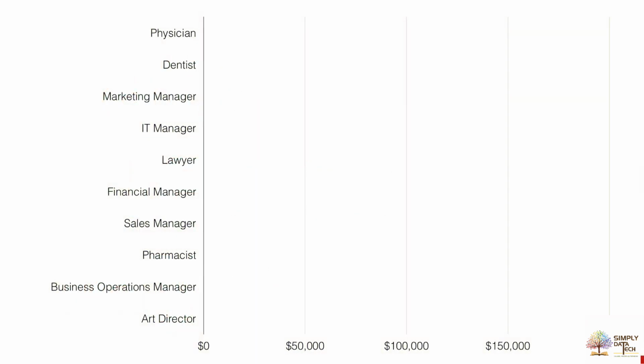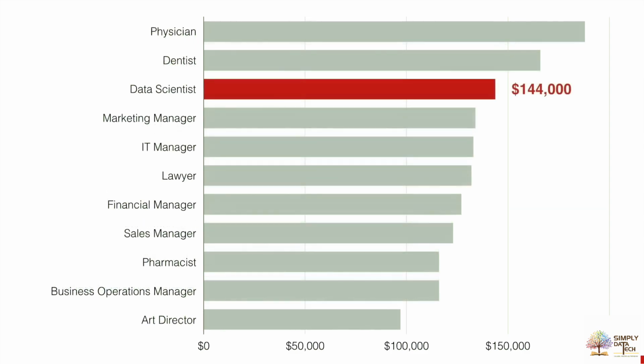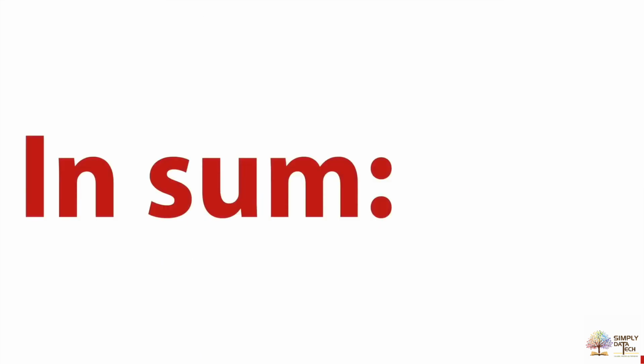So for instance, here's a list of the top 10 highest paying salaries that I got from US News. We have physicians or doctors, dentists, and lawyers, and so on. Now, if we add data scientists to this list using data from O'Reilly.com, we have to push things around the side, and it goes in third with an average total salary, not the base that we had in the other one, but the total compensation of about $144,000 a year. That's extraordinary. So, in sum, what do we get from all of this?